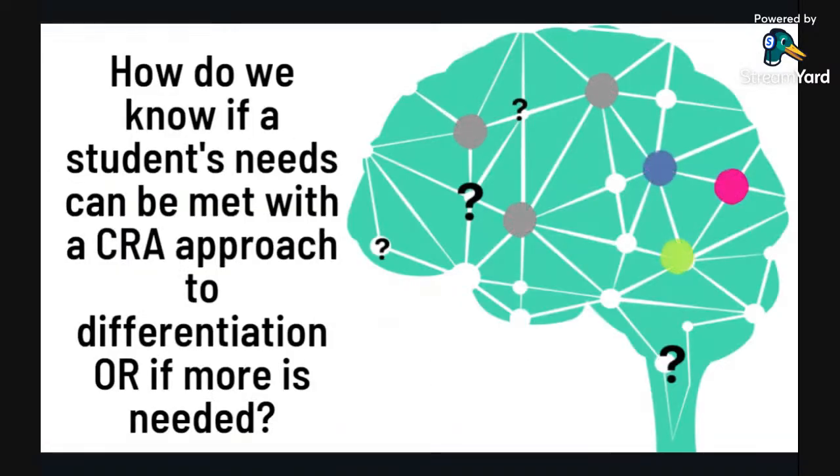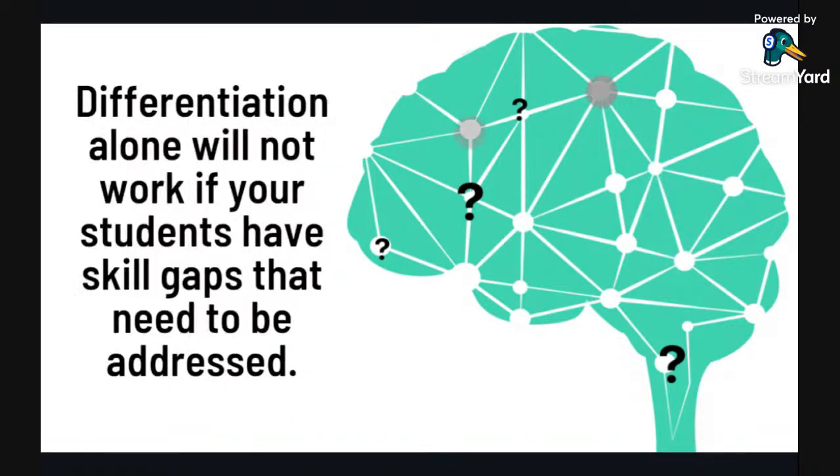So if you have a student whose needs are not being met with the CRA approach, let me say that again. If you have a student whose needs are not being met by the CRA approach, if differentiation alone is not working for your student, it is very likely that your student has skill gaps that need to be addressed. Okay? So we're going to talk about exactly what this looks like with some examples in a minute.